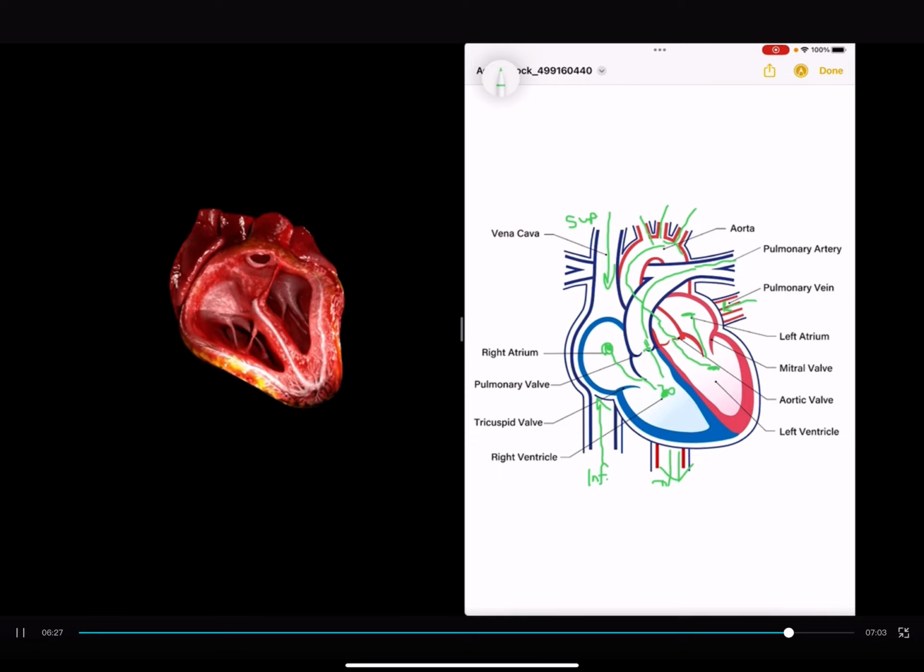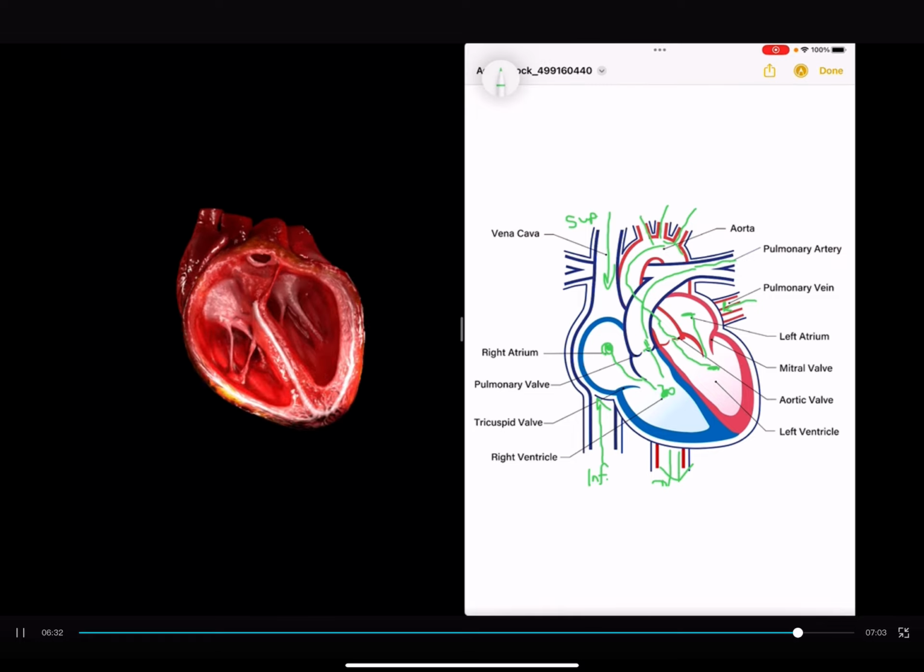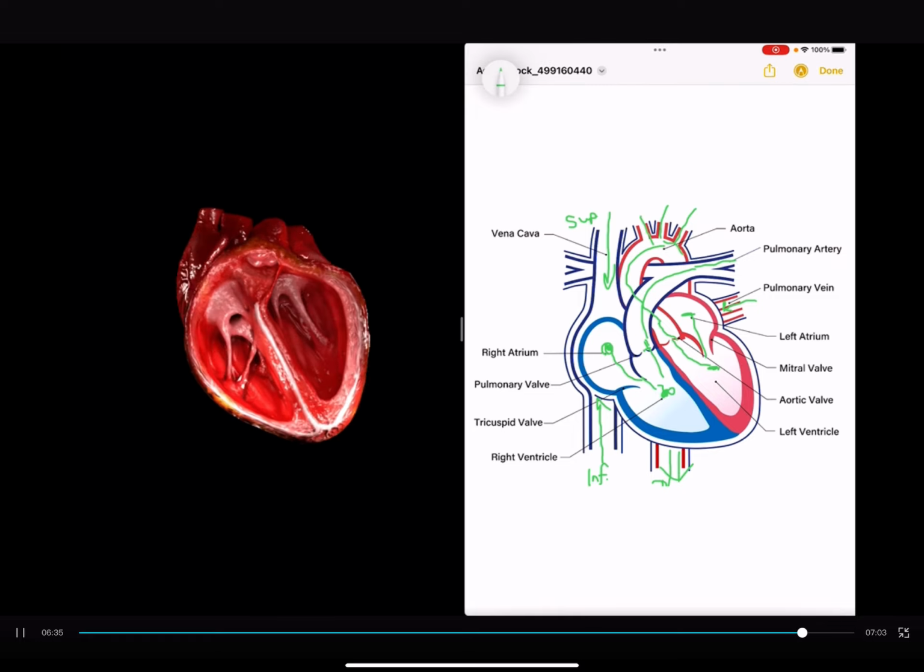We'll talk a little bit about the conduction system. We'll talk about how to read EKGs, and also we'll get into some rhythms.